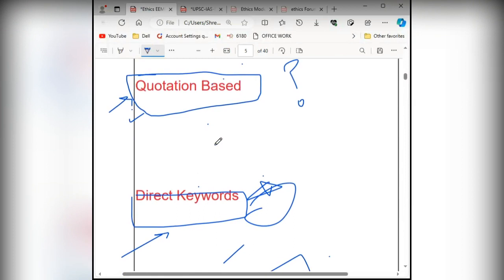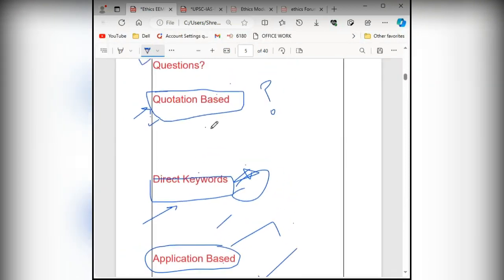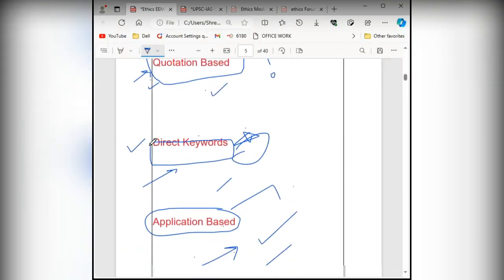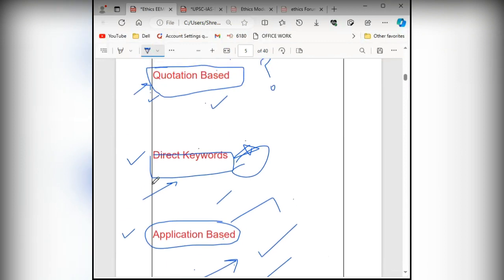For example, I have discussed something about the quotation based, direct keywords, and application based questions. In this, the most difficult part can be the quotation based questions. So in quotation based questions, you have to prepare some kind of evergreen material which can be used in almost all quotation based questions. For example, these questions can be easily solved by using the thinkers.